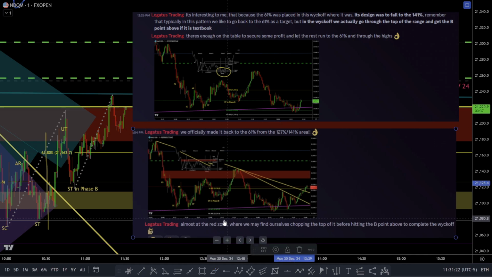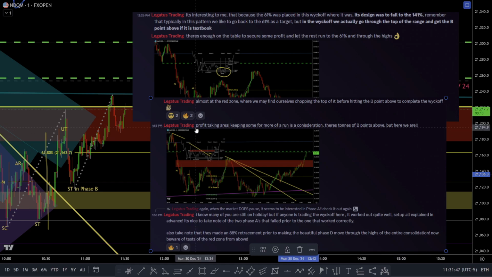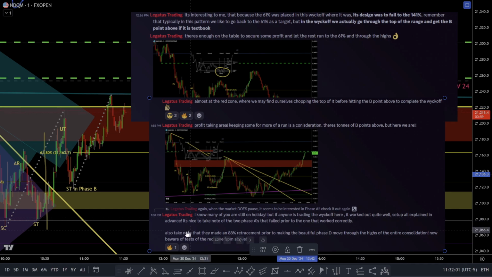And I said, almost back at the red zone, we may find ourselves chopping the top of it before hitting the B points above to complete the Wyckoff. And then, to complete the Wyckoff, profit taking area, keeping some for more of a run is a consideration. There's tons of B points above, but here we are. I know many of you are still on holiday, but if anyone is still trading the Wyckoff here, it worked out quite well. Setup all explained in advance.